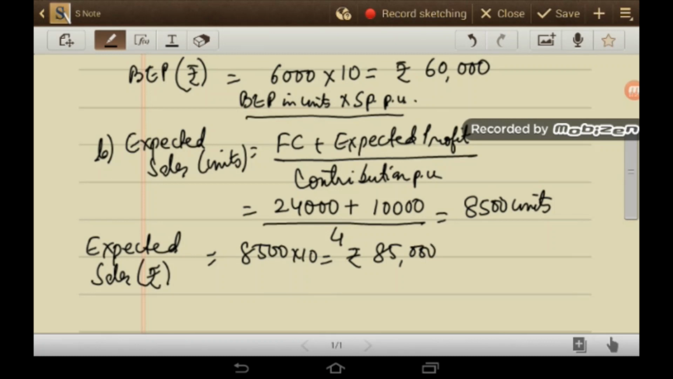This is expected sales in units and this is the selling price per unit. What does this signify? It means that if we sell 8,500 units, we will be in a position to earn rupees 10,000. You can check it yourself. 4 rupees is the contribution per unit. So 8,500 units into 4, total contribution comes to 34,000 minus fixed cost 24,000, then profit will be rupees 10,000.